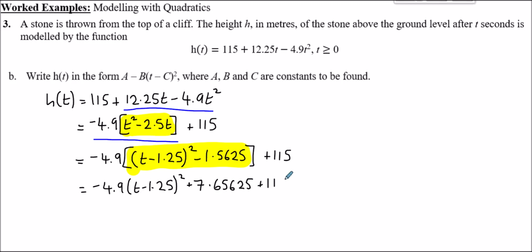Plus 115. Now, in part B, we're asked to write this as the constant term first and then minus off the bit involving the t. And so we can combine the 7.65625 with 115 to arrive at 122.65625 minus 4.9 brackets t minus 1.25 all squared. And so that's now rewritten in the correct form.